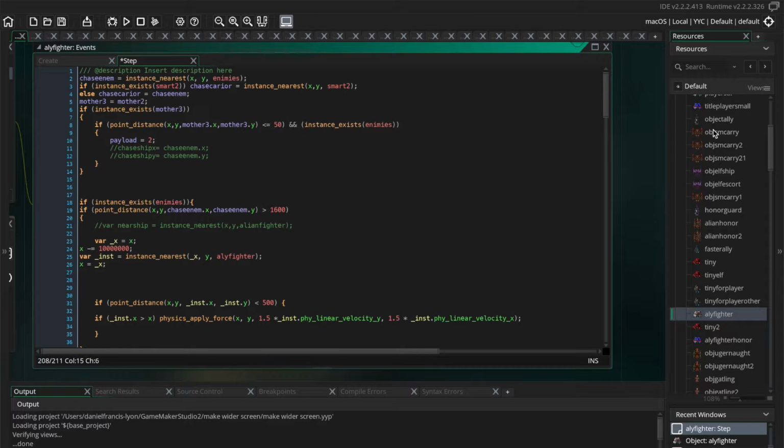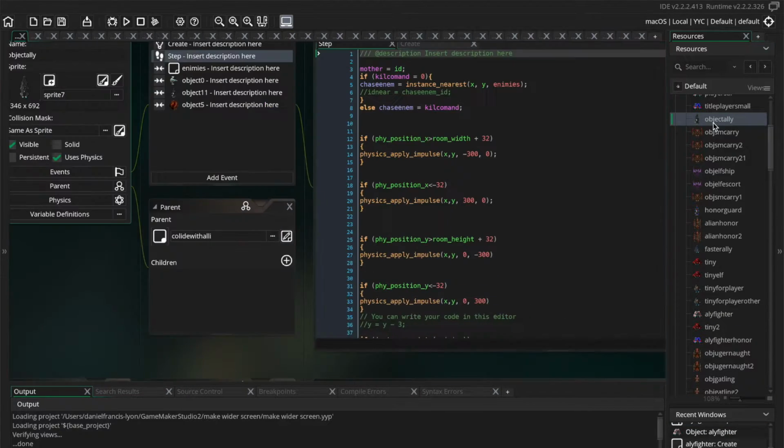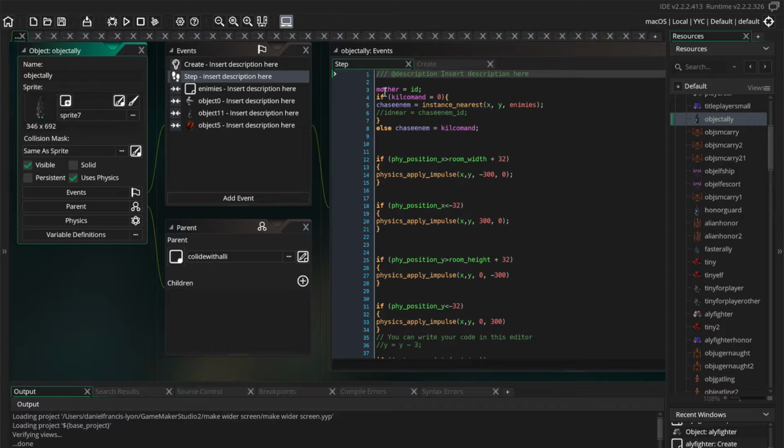So let's look at the mothership. Mother equals ID. So remember when the fighter is created, the ID, but when the fighter is created, let's go here.